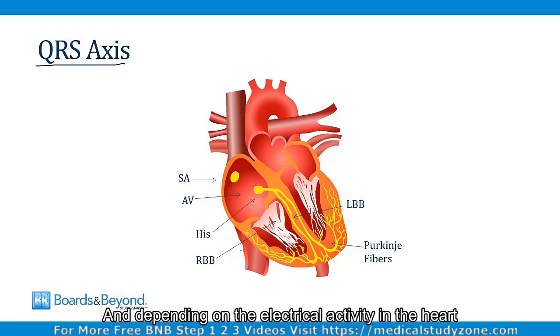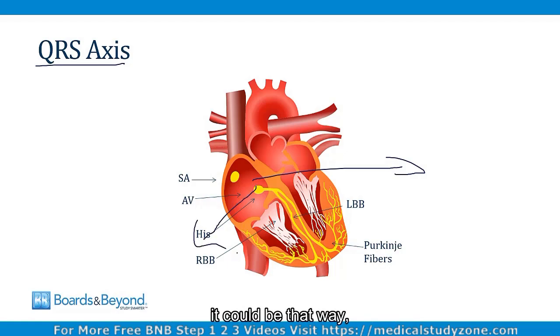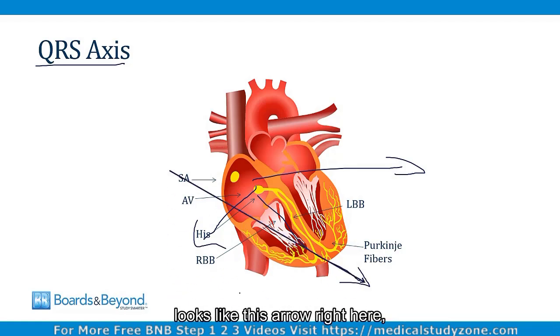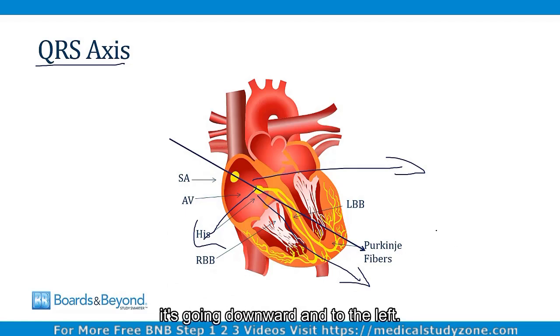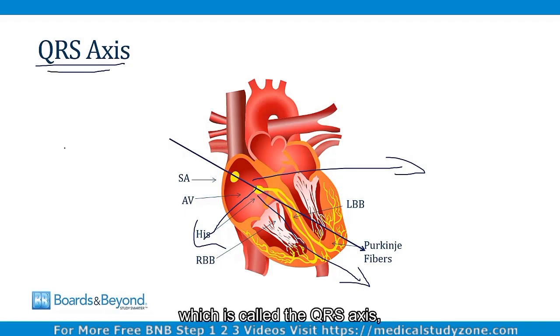Depending on the electrical activity in the heart and the anatomic position of the heart and the size of the myocytes, the overall direction of electrical flow through the myocytes could be this way, it could be that way, or it could be down like this. It turns out that the normal overall direction of electrical flow through the heart looks like this arrow right here. It's going downward and to the left. So if we can estimate the overall direction of electrical flow in the heart, which is called the QRS axis, it can tell us something about the heart and its electrical activity and whether it's normal or abnormal.